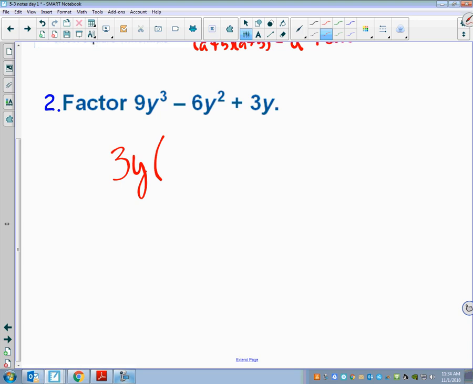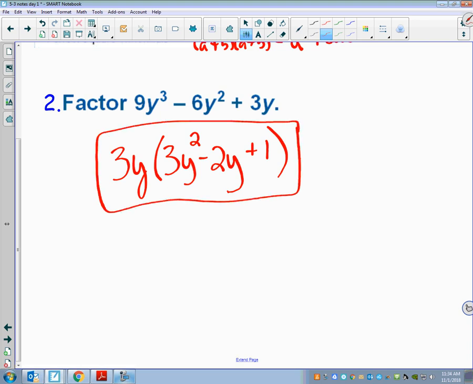So if I take 9 divided by 3, I would be left with 3. And if I take 1y out of y to the third, I would be left with y squared. If I took a 3 out of negative 6, that would be negative 2, and I took 1y out, so I have 1y left. And 3y divided by 3y is not 0, right? We're dividing, so that would be plus 1. And then we could try to factor this, but we're not factoring those today. But that's not even factorable, so that would be our answer. That is just a GCF.